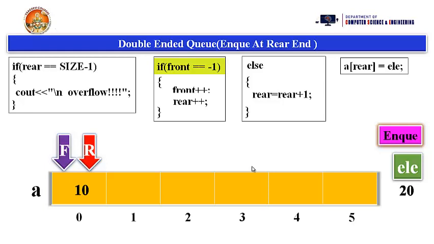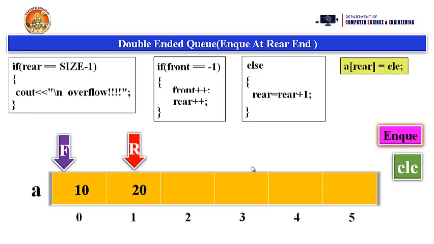Then go to the else part here. And what are the else statements here? Rear equal to rear plus 1 means we need to increment the rear value. So it is moving to the first index position. Then in this position we need to insert the value using a of rear equal to ELE statement. So 20 will be inserted at this particular position.